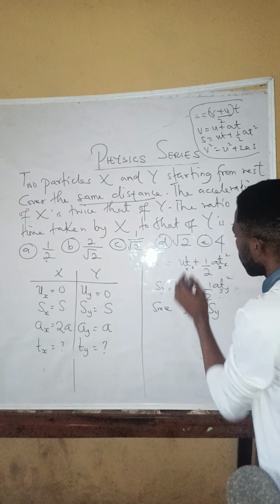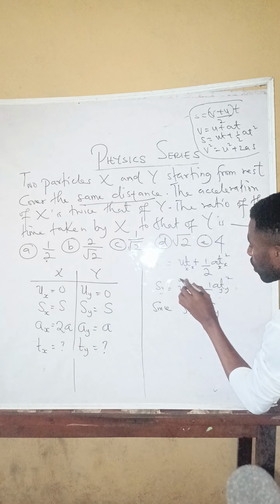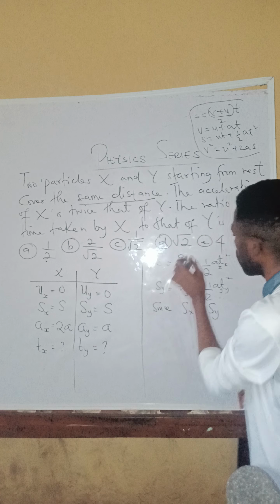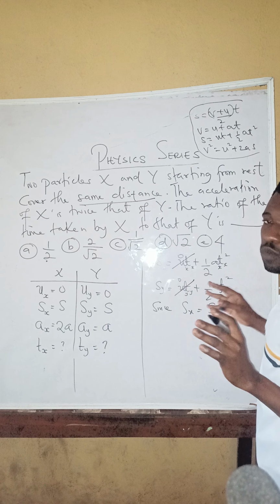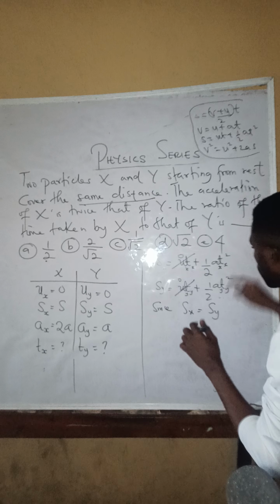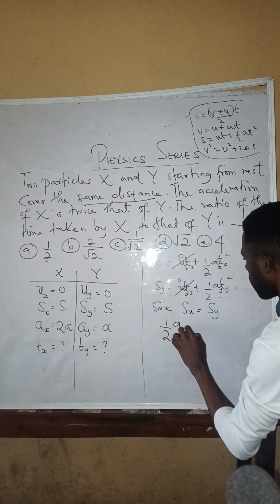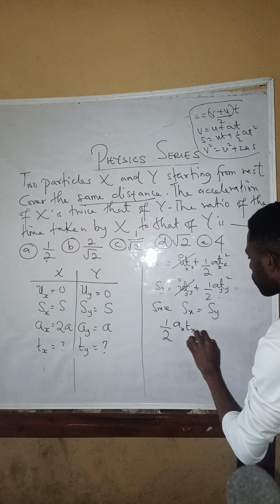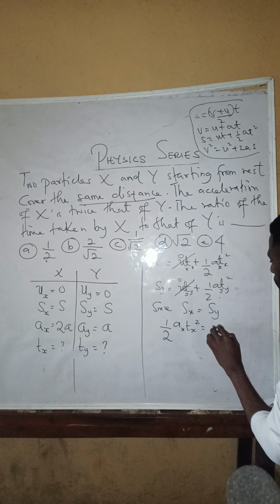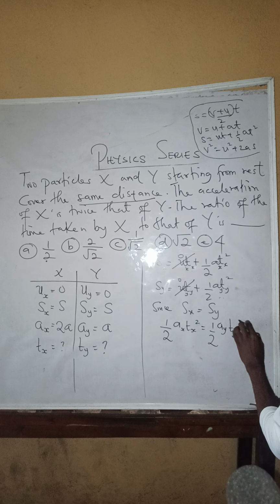But before we do that, Ux is 0 and Uy is 0. 0 times any value is 0, so this goes off and this goes off. We'll settle that in our minds. So what's remaining for X? Half AX TX squared equals, for Y, half AY TY squared.